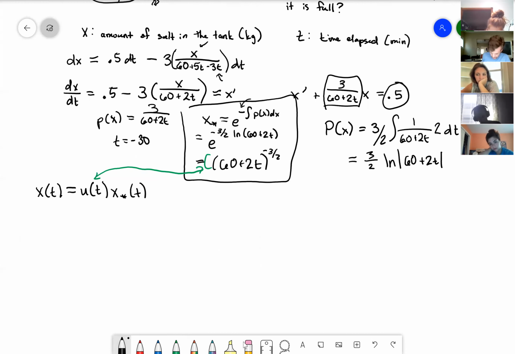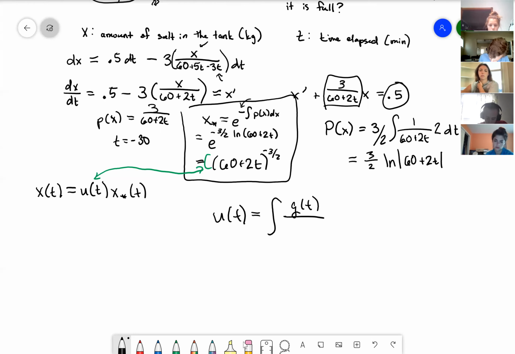We're going to say u of t is some function. And so whenever we do this, what we found was that, plugging this back into our linear first order equation and working through the steps, we get that u of t is equal to the antiderivative of q of t divided by x star. So we took our non-homogeneous part, which was this 0.5, and we divide it by our homogeneous solution, which is this. Then we took its antiderivative, and we got this.